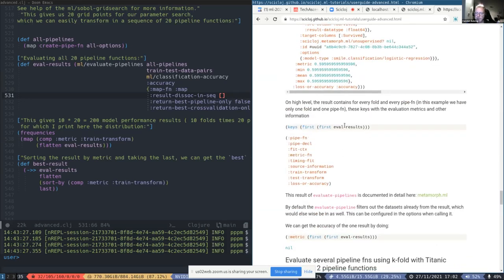On a high level, the evaluation result contains several pieces of information. It contains the pipeline function, which we have seen as well before. That is the function, basically the whole pipeline as a single function. We have the context during the fit operation, because the function internally runs the fit and runs the transform. So we have the context how it was at the fit stage. We have the metric function.